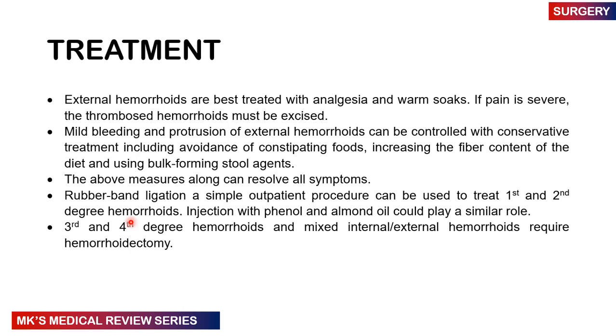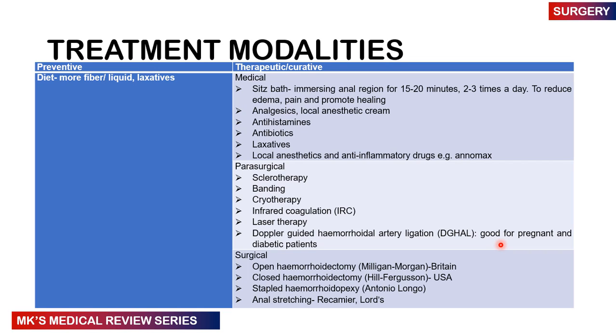Then you may sometimes perform rubber band ligation, where you're going to tie off the hemorrhoids. This can be used in first and second degree hemorrhoids. Sometimes you can inject phenol or even almond oil, which can actually play a very similar role. Now with the third and fourth degree hemorrhoids and the mixed internal external hemorrhoids, these ones require surgery. So they require hemorrhoidectomy. So here's a table to summarize everything that I've been talking about.